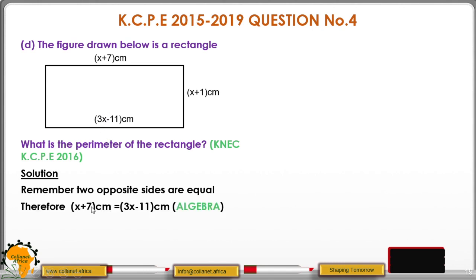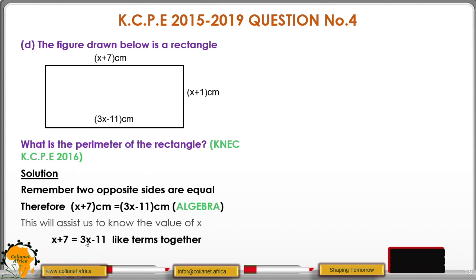So x plus 7 is equal to 3x minus 11. So this will assist us to know the value of x, and this is what is called algebra. Very simple. Like terms together, we take this one to the opposite side, and it will change the sign to negative, and this one comes to this side and it will be addition. So 11 plus 7 is equal to 3x minus x. This will give you 18 is equal to 2x, meaning x will be 9 after dividing by 2.